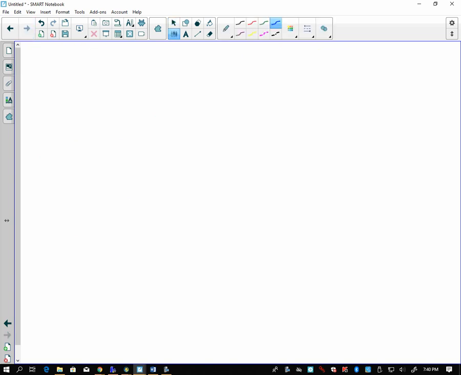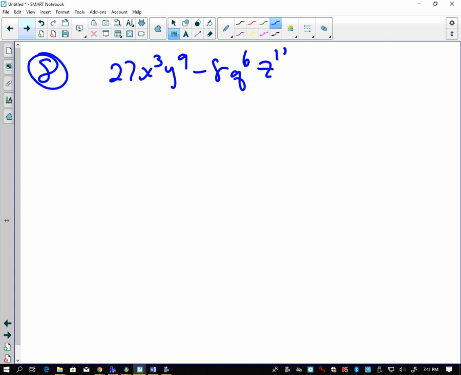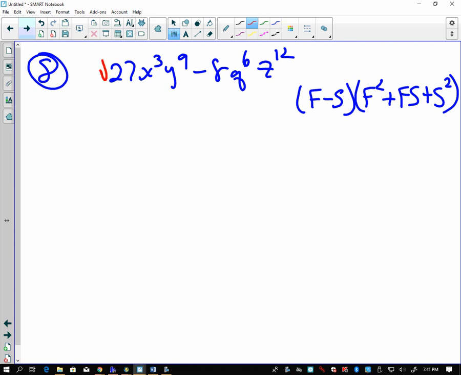8. Factor 27 x cubed y to the ninth minus 8q to the sixth z to the 12th. It's a difference of 2 cubes. So my formula here is f minus s times f squared plus fs plus s squared. There will be no negatives in the right-hand side of this. So the first thing I have to do is cube root these two things.